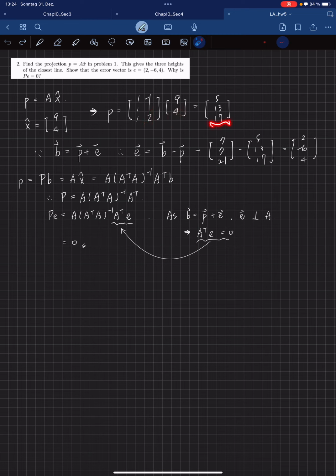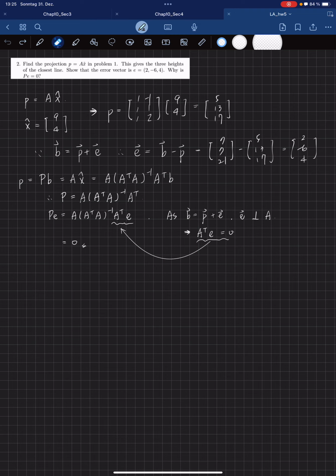This p is, as I said before, a parallel component of our earlier b vector with respect to our matrix A. Since we can denote b as the sum of p plus e, our error vector e is the difference of b and p. So now we have our p and we have our b from earlier.